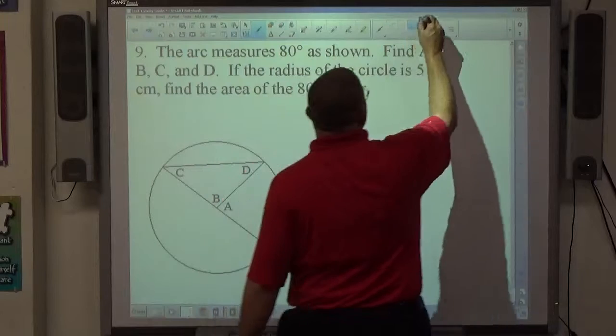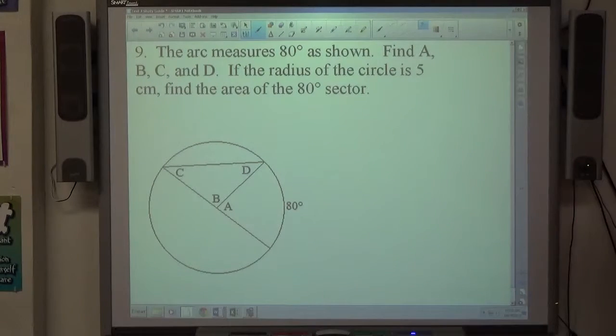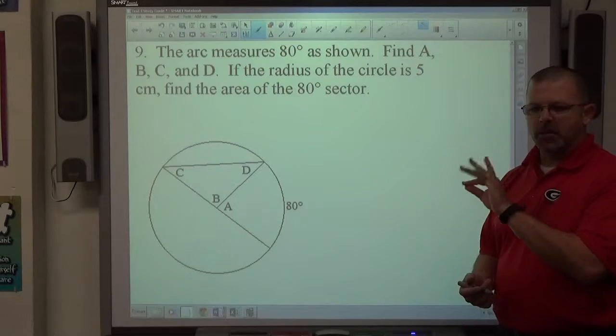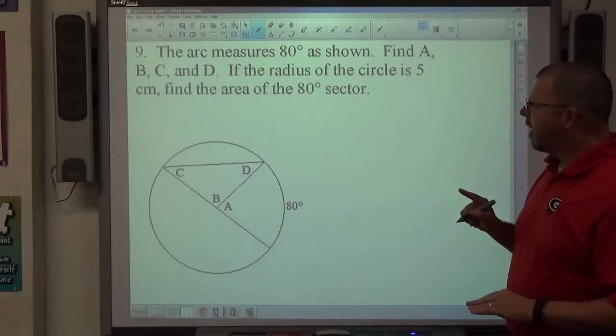Number 9. The arc measures 80 degrees as shown. Find A, B, C, and D. If the radius of the circle is 5 centimeters, find the area of the 80 degree section. They're asking me for 5 things in this problem. And I don't recall if I put A equals B equals whatever, but make sure you find all 5 things.